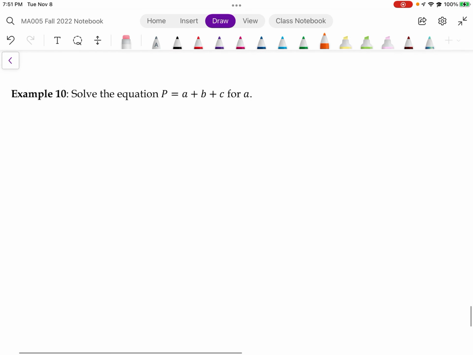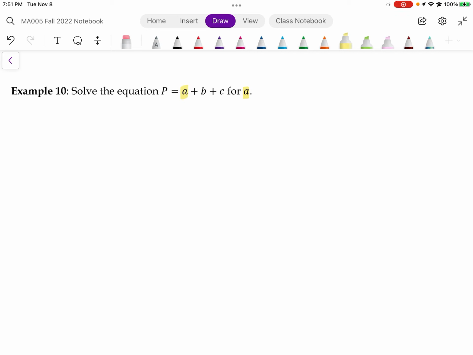All right, so let's see. Solve the equation P equals A plus B plus C for A. So we are just looking for A, that one right there. We don't have any numbers or anything, so we're just supposed to solve for it. Let me rewrite it: P equals A plus B plus C. And we're supposed to find A all by itself. In other words, isolate it, get it alone.